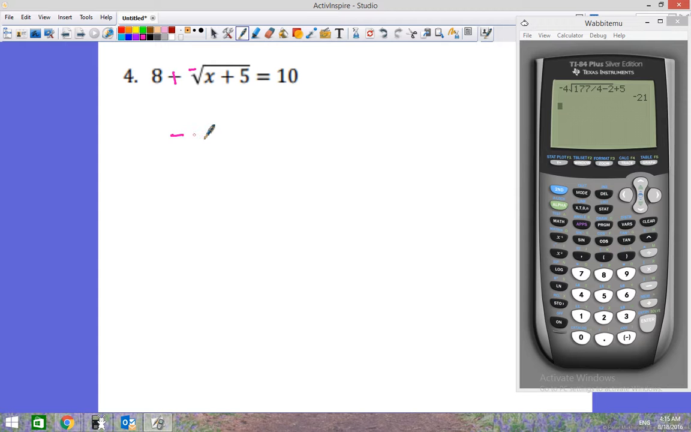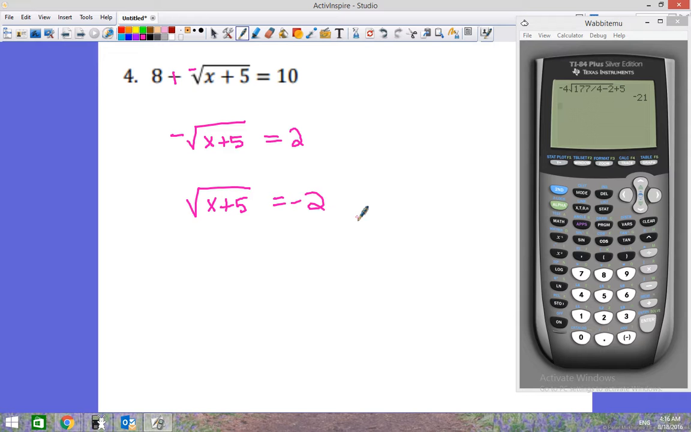So on the left-hand side, I have this negative sign, and when I subtract 8, I get 2. Now, let's suppose that I multiply both sides of this by a negative 1. So, hey, I have this square root plus 5 is equal to negative 2.